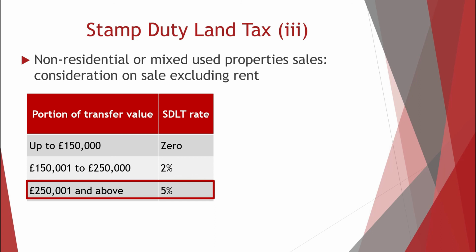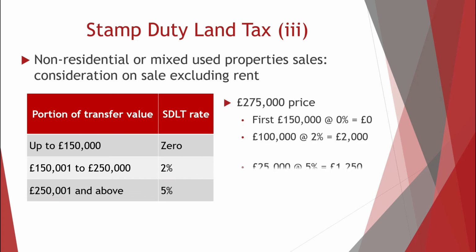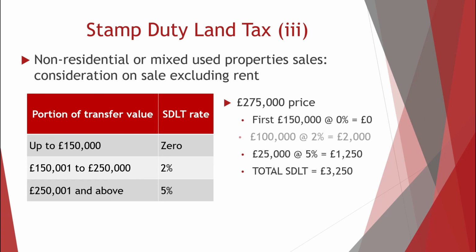So, another example, if someone buys freehold commercial property for £275,000, then SDLT will be £3,250. That's 0% on the first £150,000, 2% on the next £100,000, and then 5% on the final £25,000.